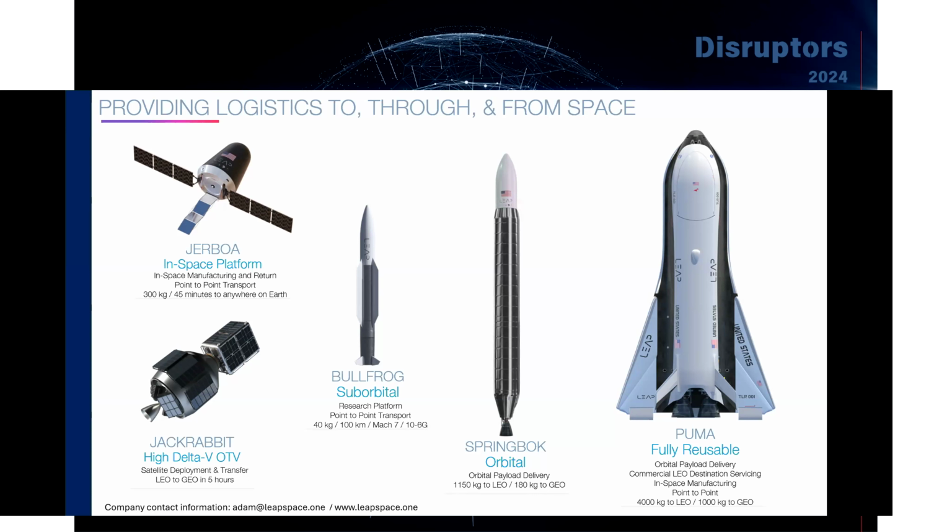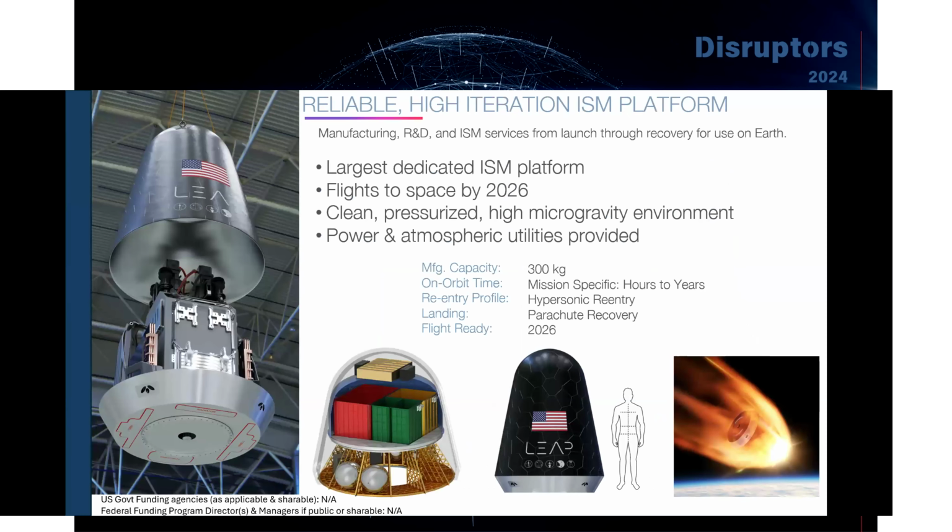And service commercial LEO destinations, taking products to CLDs like Axiom, Vast, Sierra, all those guys. The two or three that I put together to show you today start with our in-space manufacturing platform. This is 300 kilograms of down mass, so we can put this into orbit. We can do a loiter time of 2 hours to 2 years if people want.